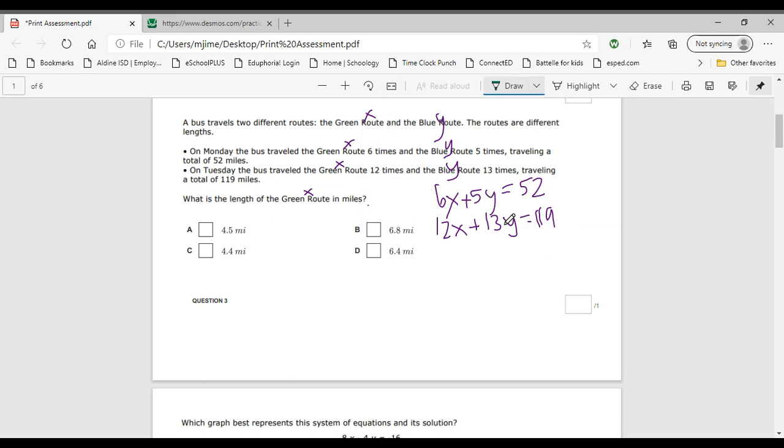So I look at 5 and 13. The only multiple that they have in common would be 65. So I'm going to multiply this top one by 13 and this bottom one by -5. The reason why I'm going to do -5 is because, remember, I want to eliminate it. The only way to eliminate is if they have opposite signs.